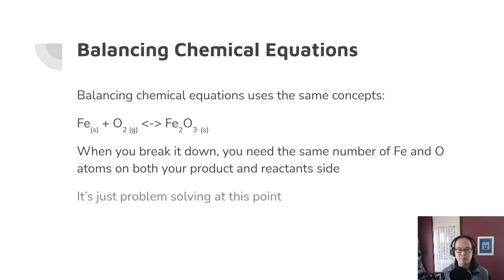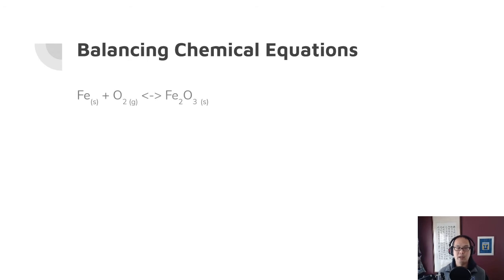So let's break this down in practice, because it's just problem solving after you know what you're trying to figure out. Okay, so Fe solid plus O2 gas yields Fe2O3 solid.